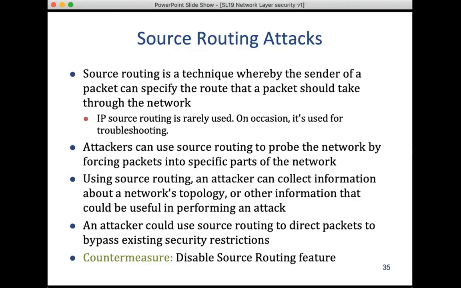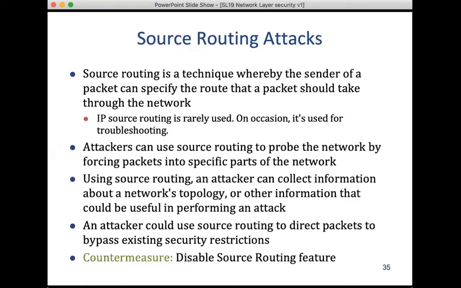So it means that if an attacker defines a source route that passes through some routers or some part of the network which he wants to get access to somehow, or wants to collect some information from, then he is able to do so. For example, using source routing, an attacker can collect information about the network topology or other information that would be useful for performing an attack.